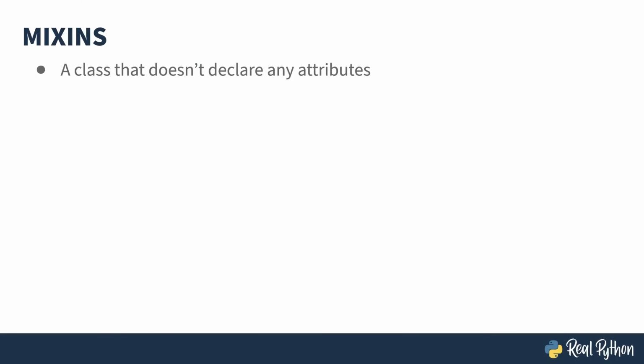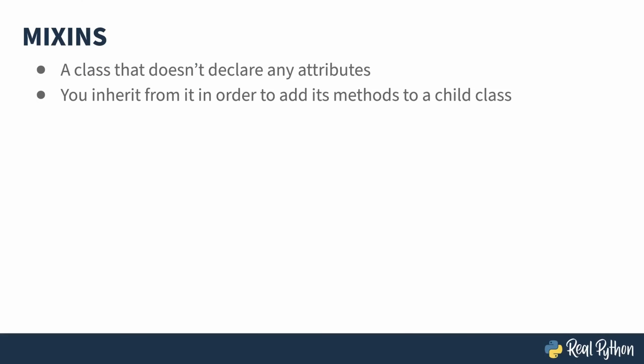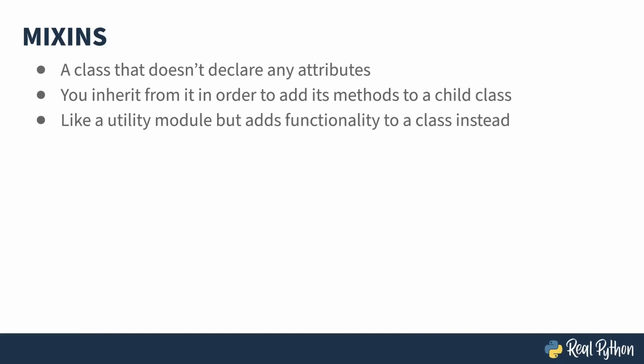A mixin is a special name for a class that doesn't have any attributes. You inherit from a mixin in order to add its methods to your class. This often serves the same purpose as that oh-so-common util.py file everybody has, where you put miscellaneous functions. It's the object-oriented version of the same. You build a mixin with generally useful methods, then include it in any class where you need those methods.